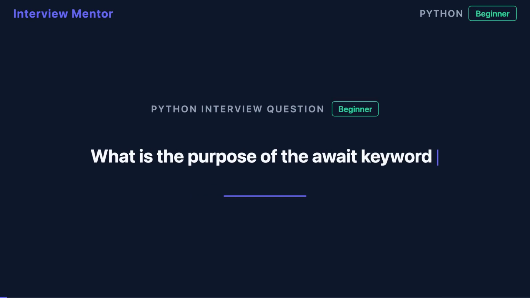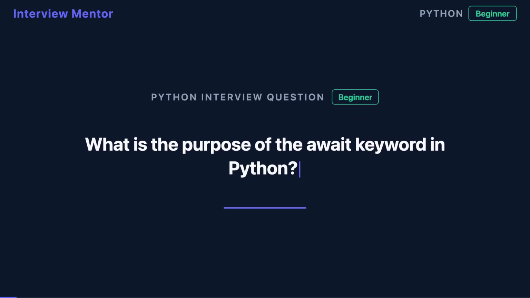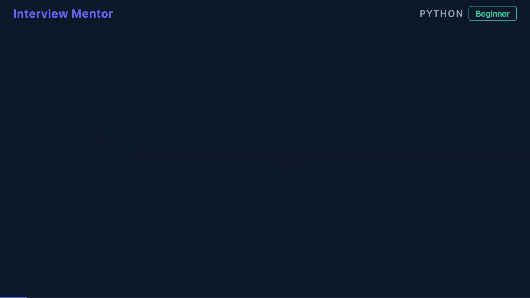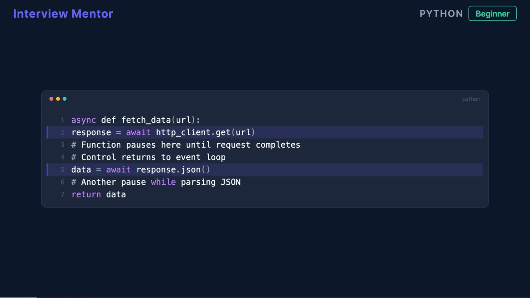Many Python developers write async code but don't actually understand what await does. Let's fix that. The await keyword pauses the execution of an async function until the awaited operation completes. Think of it like a smart pause button. When you await a network request or database query, your function stops at that line.